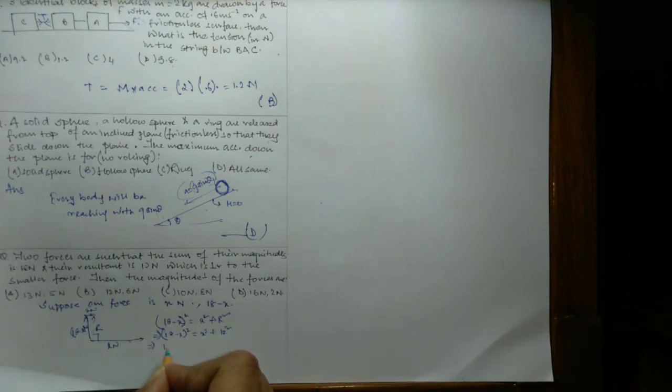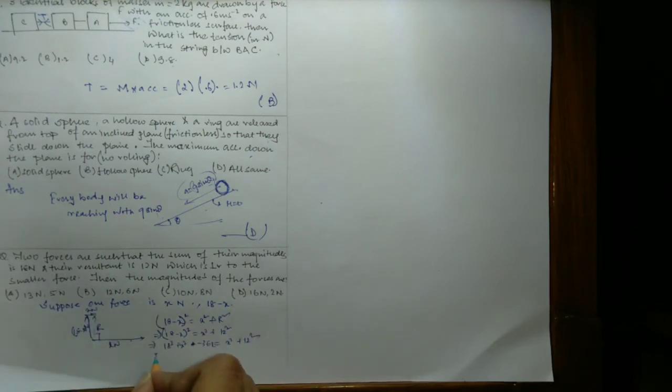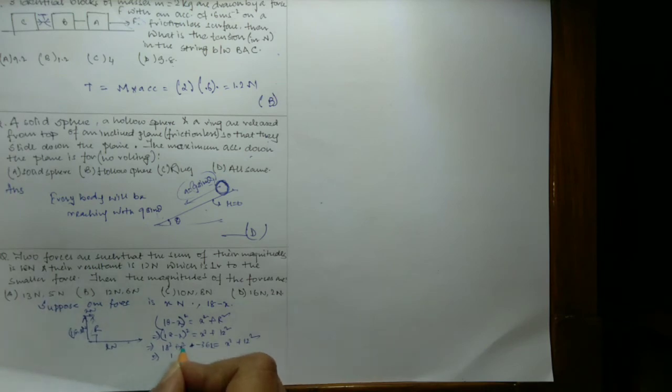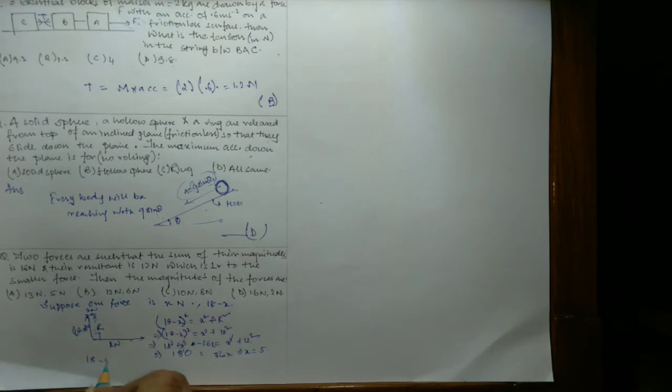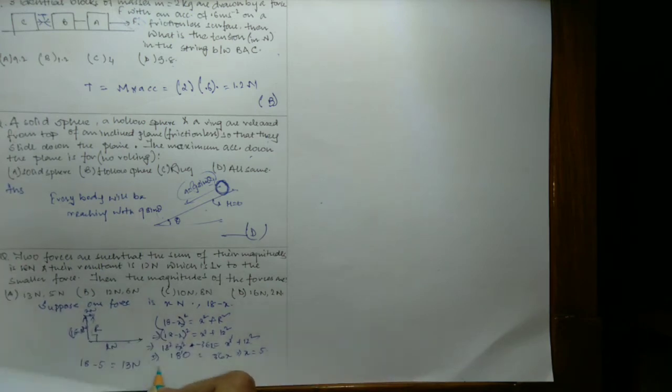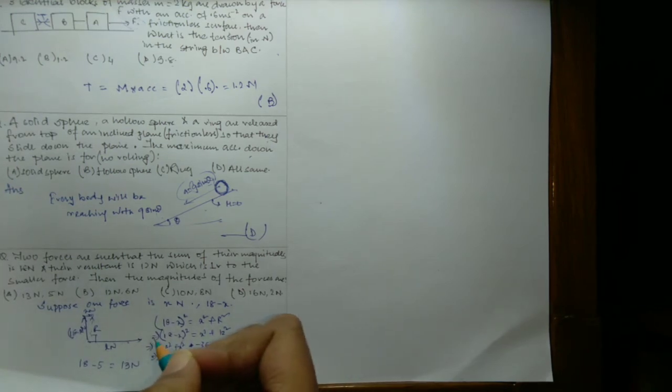Now opening the bracket, 18 square plus x square minus 36x equals x square plus 12 square. The x square cancels, and this is 324, this is 144, so it will be 180, and this is 36x. So x is equal to 5, and the other one will be 18 minus 5, that is 13 Newton. So the first option, that is A, is correct. Thank you.